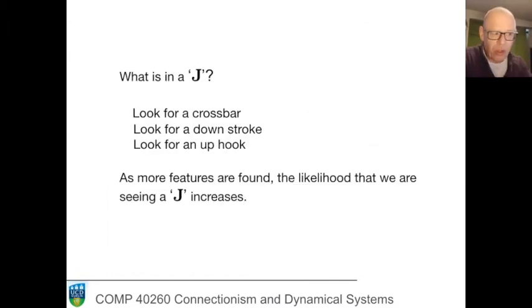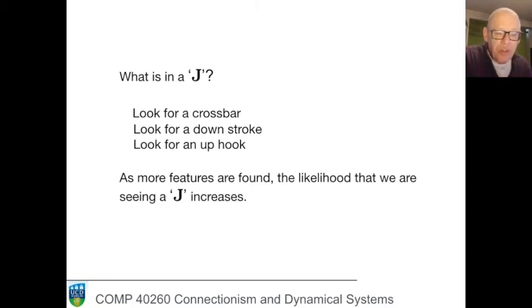So what would one look for in a J? Well, the first J we looked at had a nice well-defined crossbar, a downstroke, and an uphook. Those might be useful features for recognizing other J's, but as we just saw, not all J's will have exactly those. So one might develop a stock of features which are found in the letter J. One might adopt a probabilistic attitude and suggest that the more of these features we find, the greater the likelihood is that we are dealing with a J as opposed to any other letter.